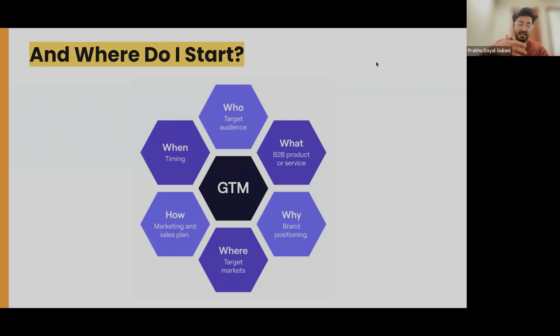The how is obviously very, very clear. What's going to be my marketing and sales plan? What channels am I going to use? What kind of sales team am I going to hire? What kind of reach outs are we going to do? All of those pieces, my entire outbound and my inbound strategy. And then when am I going to execute it? What's going to be the timing of this strategy? Is this going to be a lean GTM, which is typically a 1 month go-to-market strategy? Or is this something where I'm doing a full-fledged go-to-market strategy?